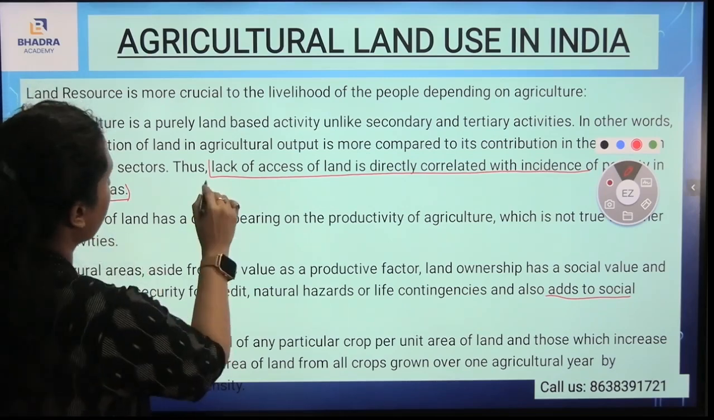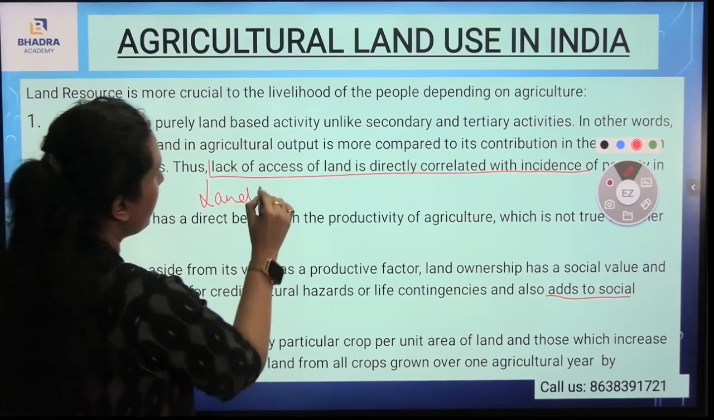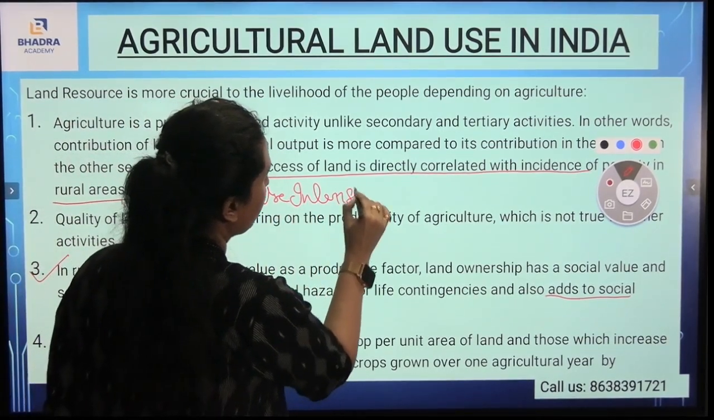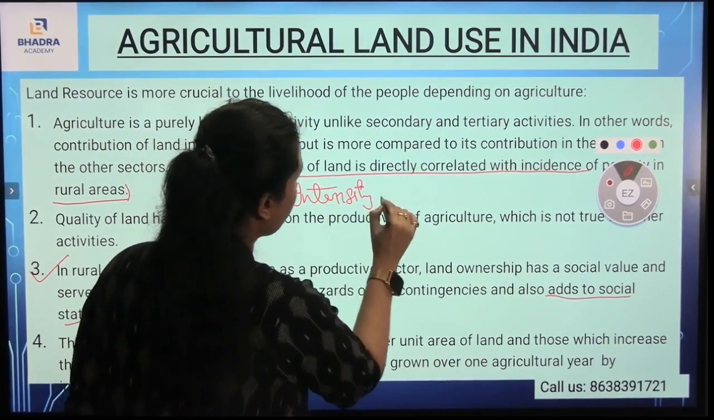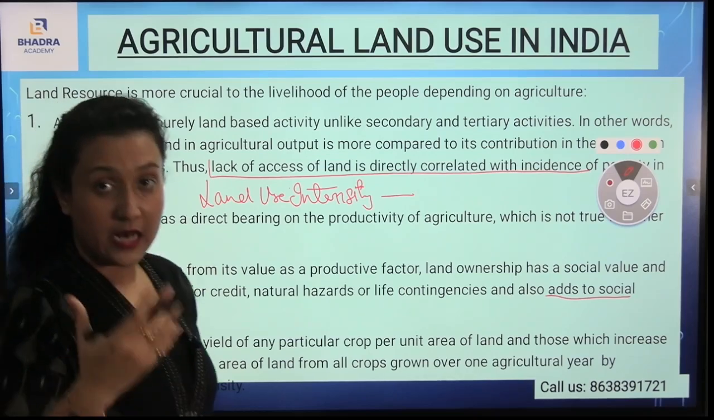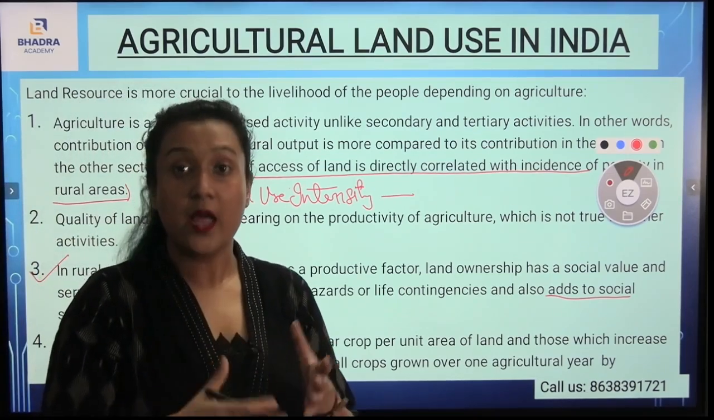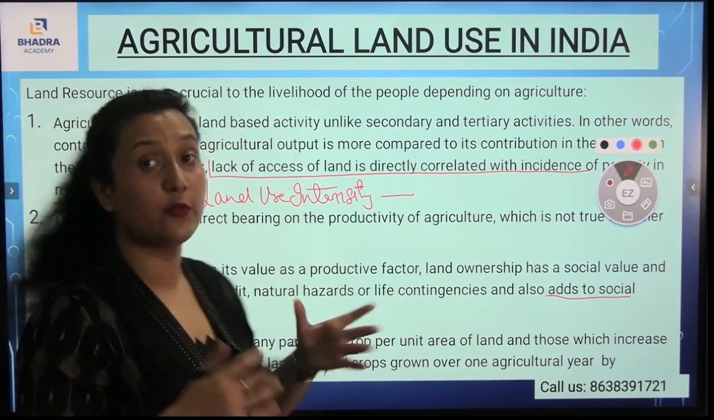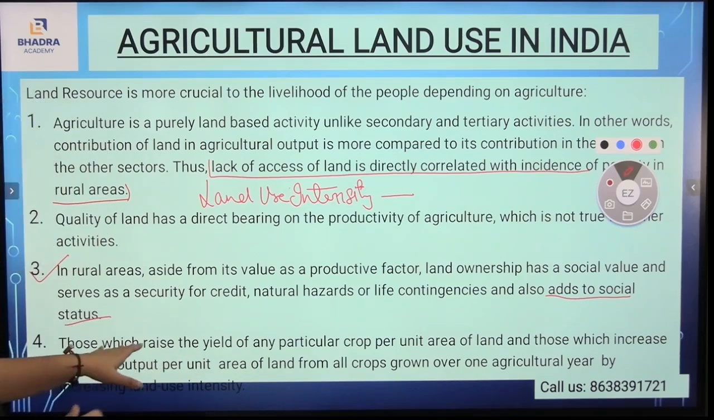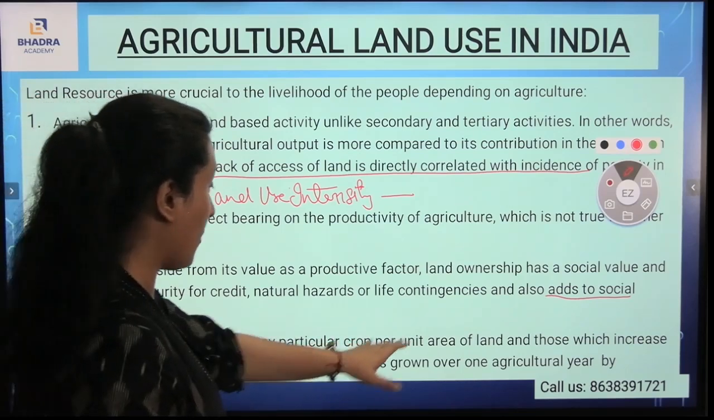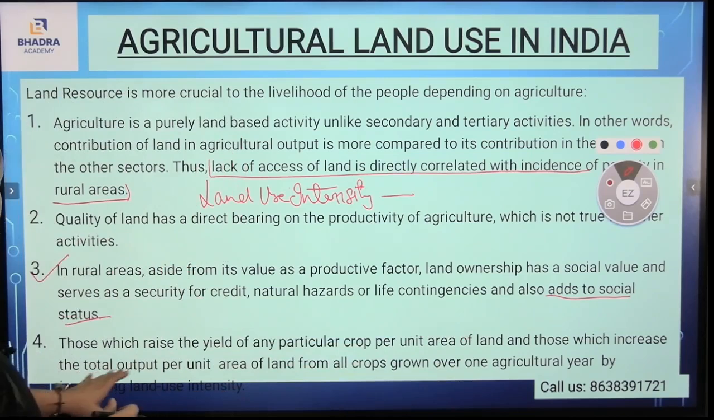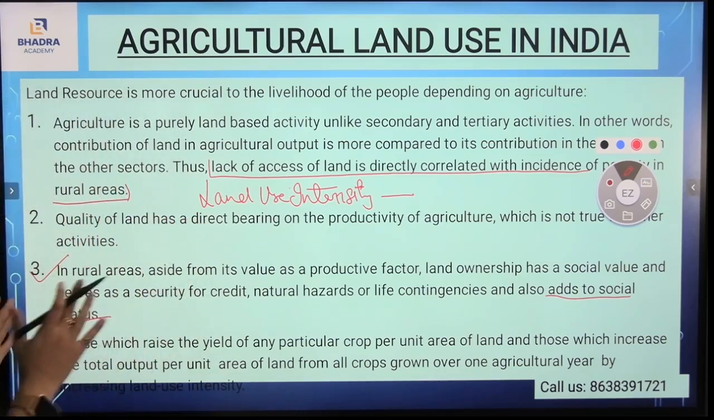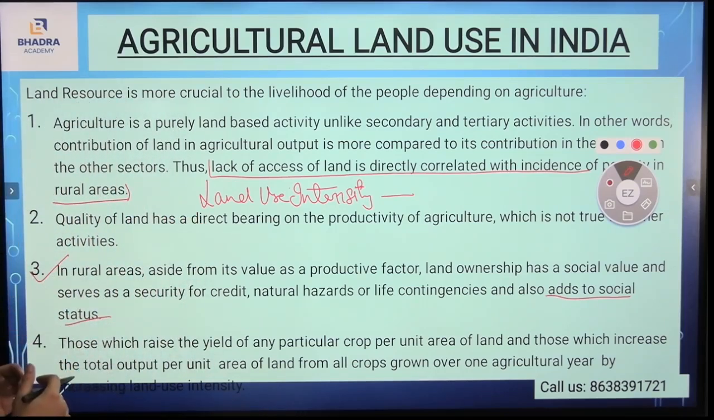Now here we will be understanding about the land use intensity. What do you mean by the land use intensity? This means, according to the area of the land, how many crops have been grown and what is the output. This is known as the land use intensity. The yield of any particular crop per unit of land, which increases the total output per unit area of land from all crops grown over one agricultural year, increases the land use intensity.